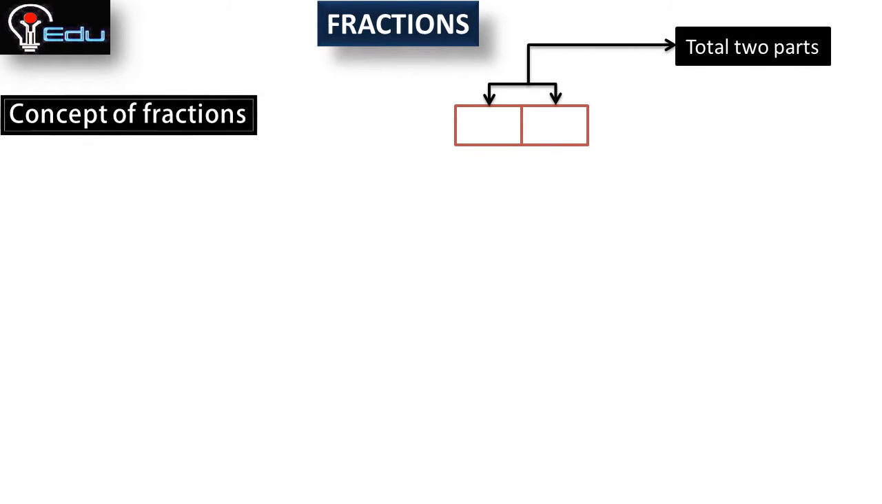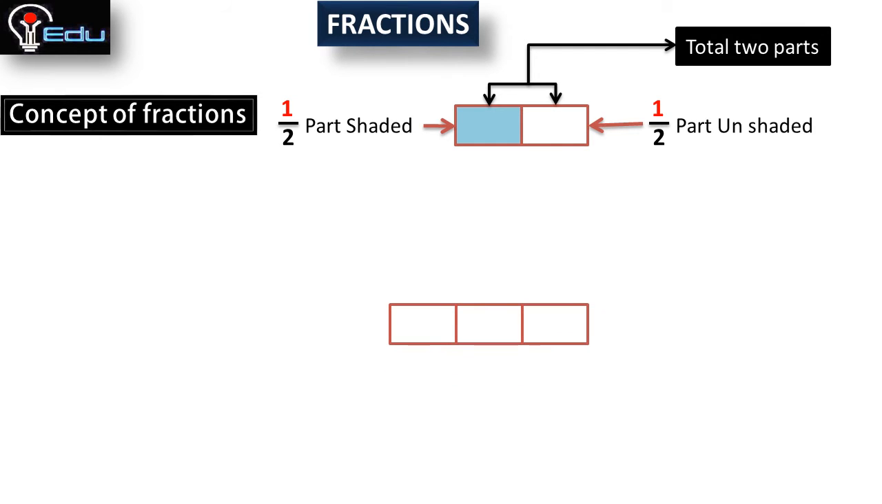Next is the concept of fractions. Here two parts are there in total. In this, one part is shaded and we have to represent this half part. To represent this half part, we require a fraction, and that is: half part is shaded, means 1 out of 2 parts. So, we have shaded one part out of 2 parts, that is 1 by 2, 1 divided by 2 part shaded, and similarly this remaining part is 1 by 2 part unshaded. So, this is the concept of fractions.